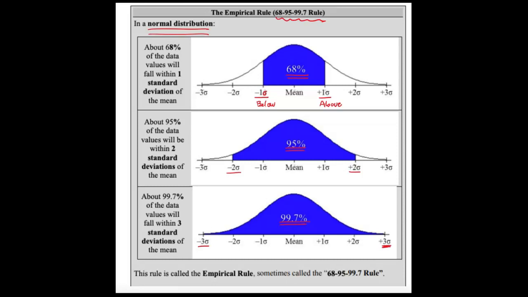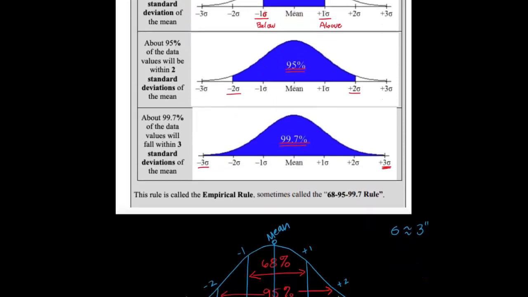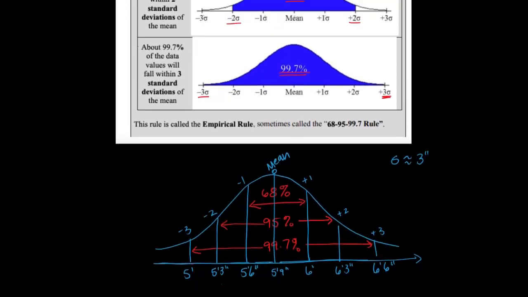So let's look at a common example, and I'm going to use height of men in the United States since it's normally distributed, and we can make some sense of the empirical rule with this example. The average height of a man in the US is 5'9", so that's why I put 5'9" in the very center, and the standard deviation is 3 inches approximately. And so I used 3 inches.